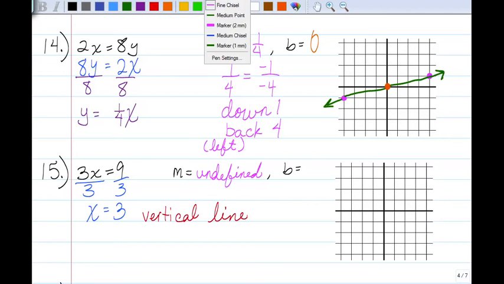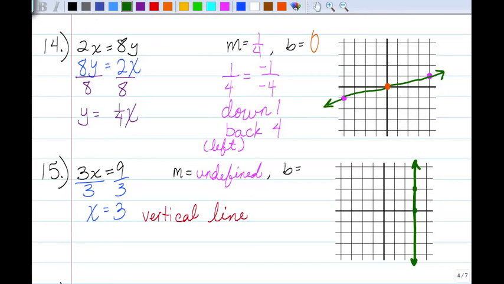And so basically what it's going to look like is x equals 3, so I just go to where 3 is on the x-axis, and I just go ahead and draw a vertical line there. And again, when you're doing this on the computer, they're going to require you to plot 2 points. So just pick any 2 points that have an x value of 3 and just plot those.